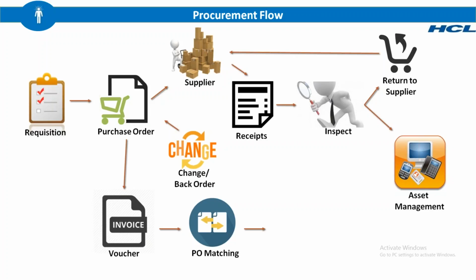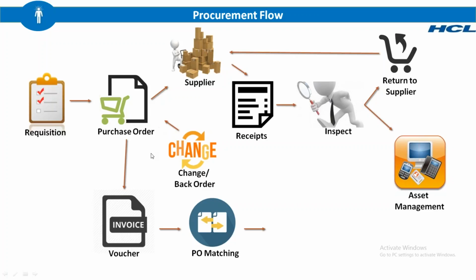And then the three-way matching process. The three-way matching process compares your PO, your receipt, and then your voucher. The four-way matching process compares your PO, receipts, inspections, and then your voucher. So these are the various matching processes which are available in PeopleSoft.